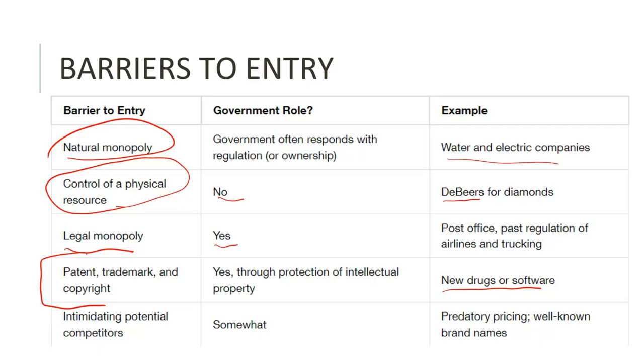Sometimes there's a barrier to entry because someone's intimidating potential customers. Sometimes the government will step in and do something, saying no, you cannot do that. That's illegal. Sometimes they don't. Sometimes we see this through predatory pricing, well-known brand names. Sometimes some industries will charge prices that are too low to kick everyone else out of the market. They'll take a short-term loss so they could become the only provider. And we will get into some of those things in later slides.